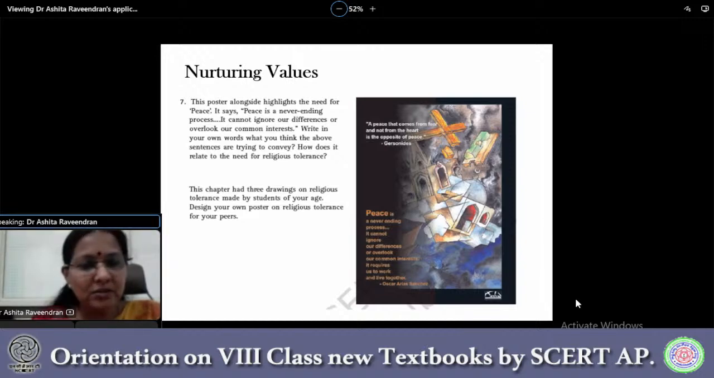When the child sees how other children have depicted peace or religious tolerance, or it can be environment conservation, water conservation, energy conservation, on these topics you can ask the child to make posters on their own, so that they put all their ideas in the form of drawings. There will be many children who are capable of drawing well and putting their ideas. This can be encouraged through such activities.